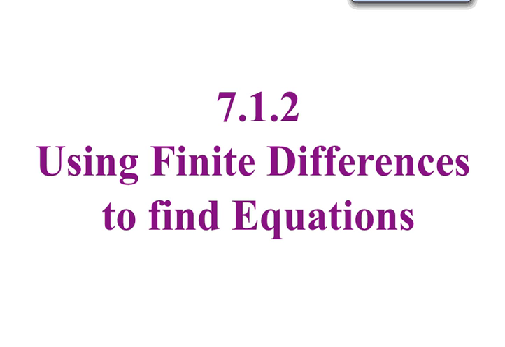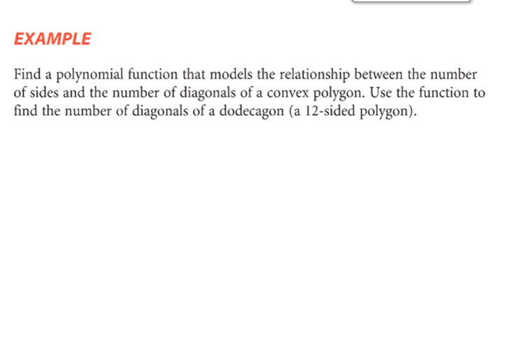This is section 7.1, finite differences to find equations. Here's the example we're going to work through. It models the relationship between the number of sides and the number of diagonals of a convex polygon. Use the function to find the number of diagonals of a dodecagon, a 12-sided polygon.